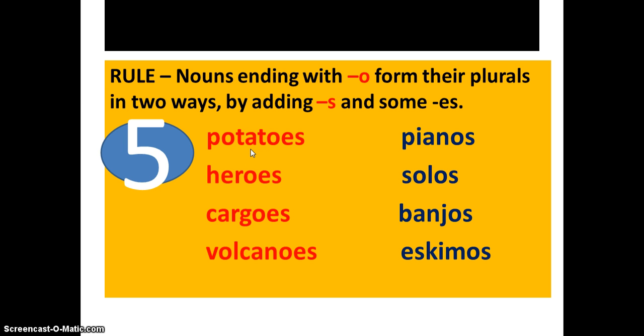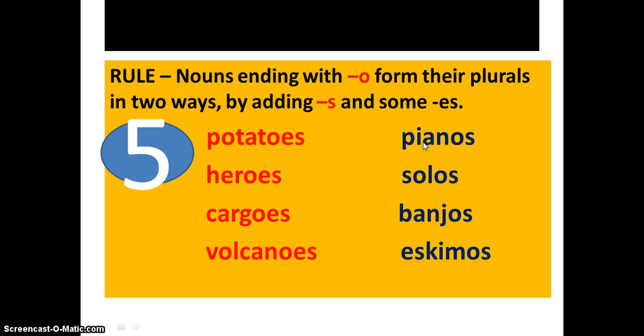How do you spell it? You add ES to potato. So you have P-O-T-A-T-O-E-S. That's potatoes. Same for hero. Hero becomes heroes. Cargo becomes cargoes. Volcano becomes volcanoes. Now let's go to the other column.